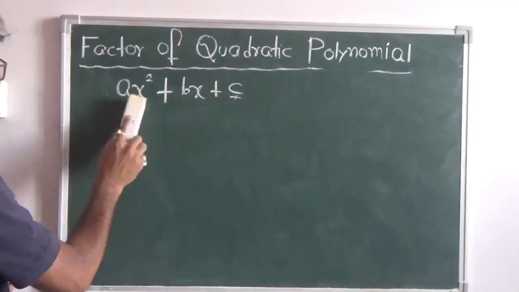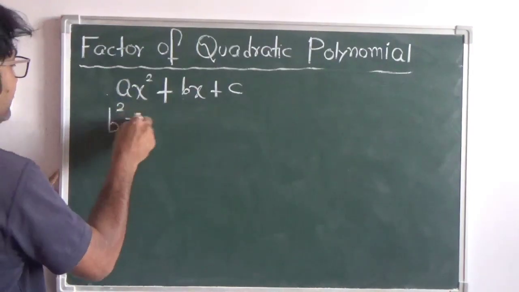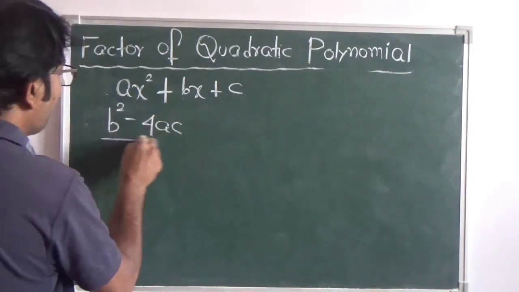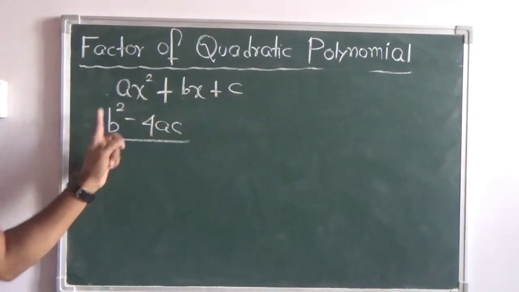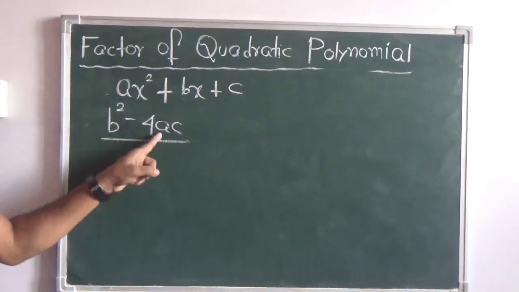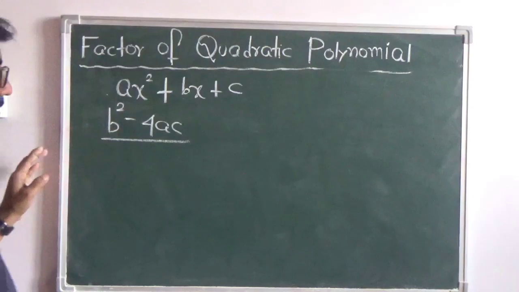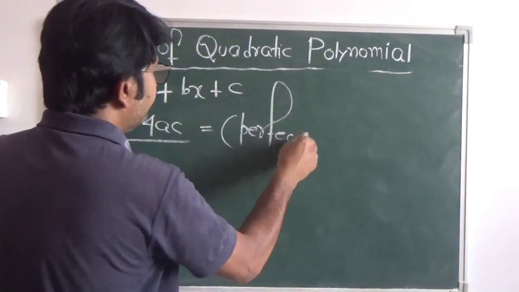What you do is, you find the value of b square minus 4ac. B square, this is b, this is a, and this is c. So b square minus 4ac, if I put the value of b here, minus 4 into the value of a here and c here. If you find this value, and this equals a perfect square number.